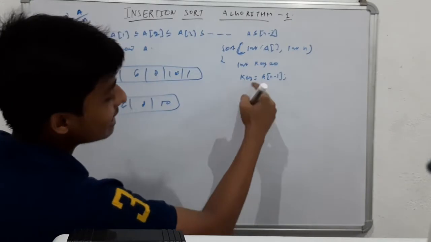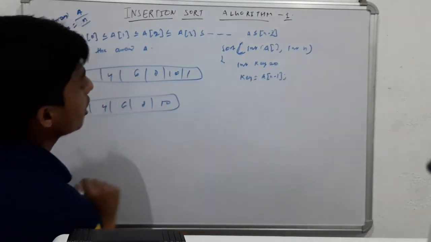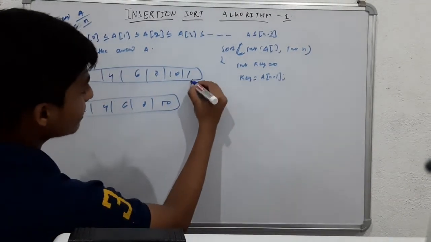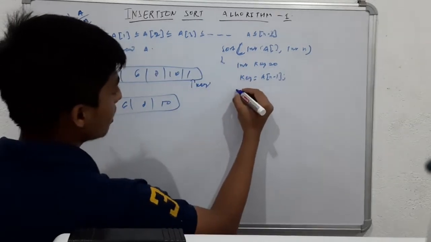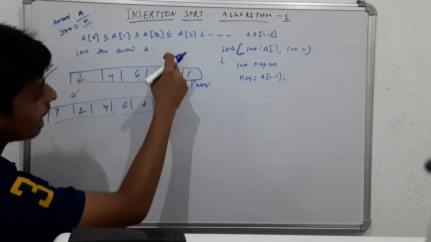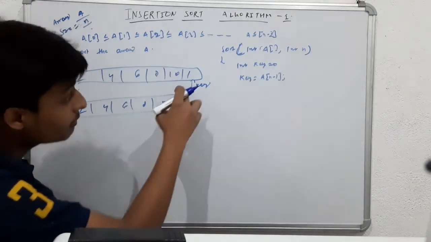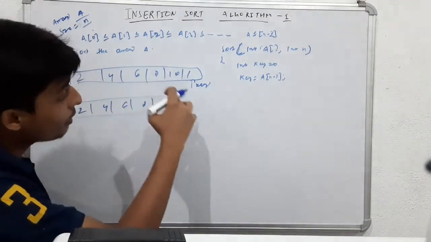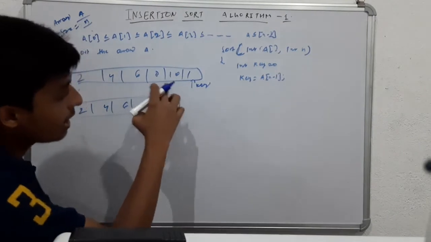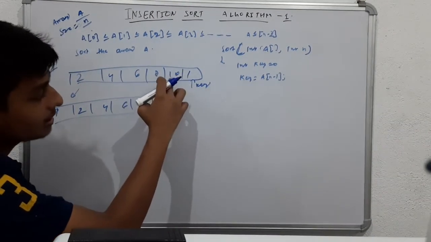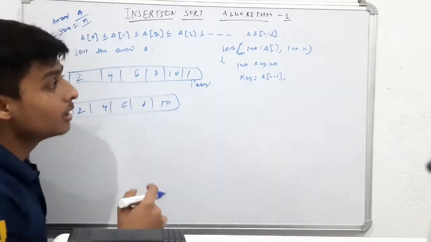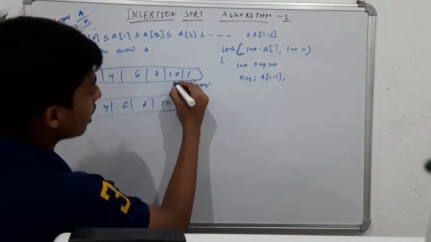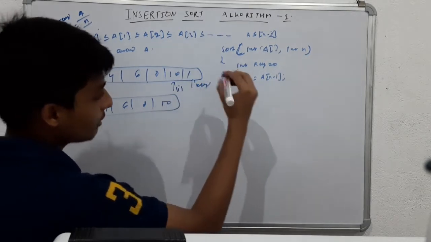Okay, so after storing this in key, now take one more variable, as you have to iterate through each element and compare with the key value. If you find that an element is greater than the key value, then you are going to shift that element. So that's why we need one more variable i, in a for loop.